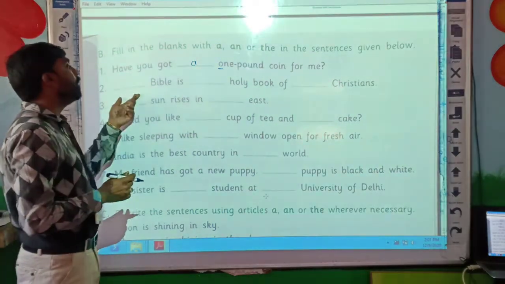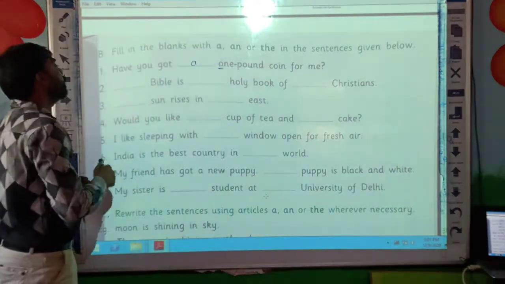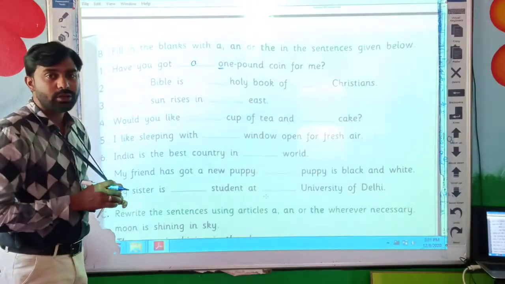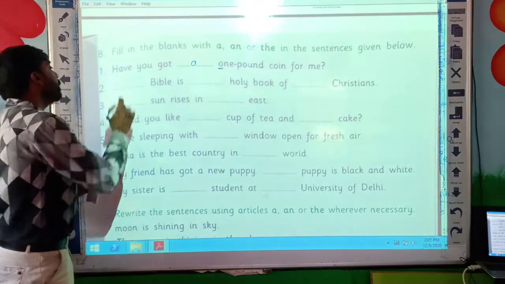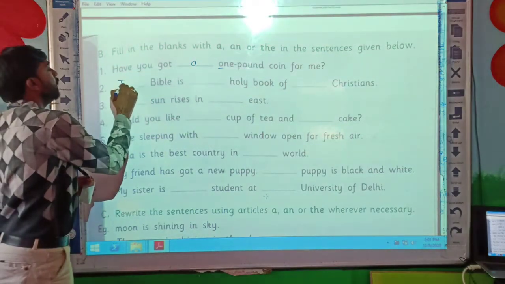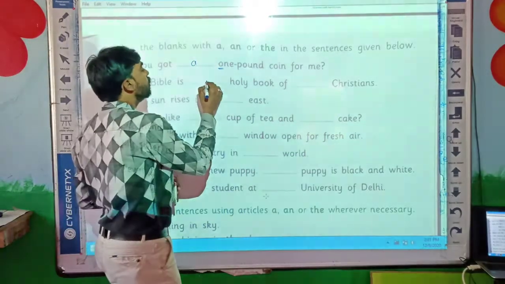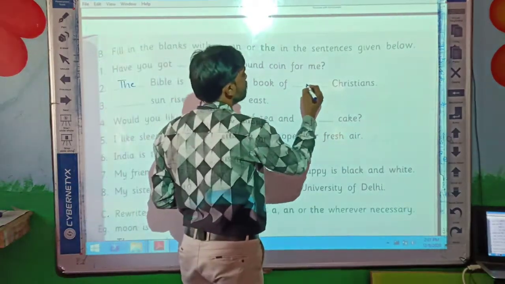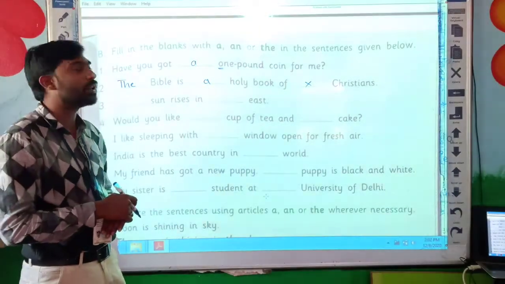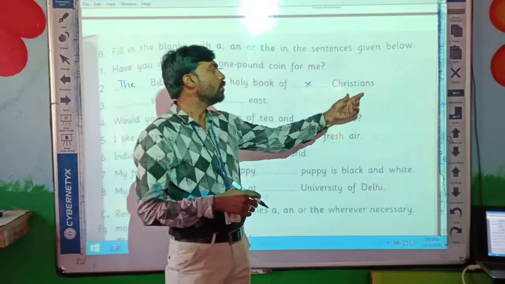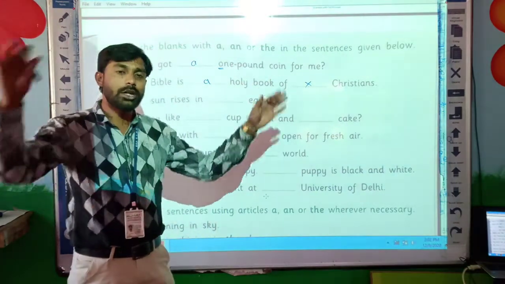Second one, Bible is dash holy book of Christians. So what should be here? Bible. It is a book, but it is not any common book. It is a particular book. So we should write here the Bible is a holy book of Christians. Means there is no need to write any article before Christians.